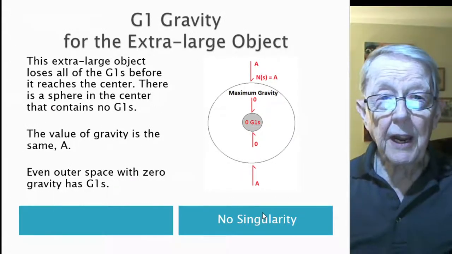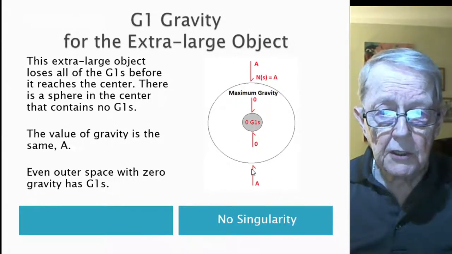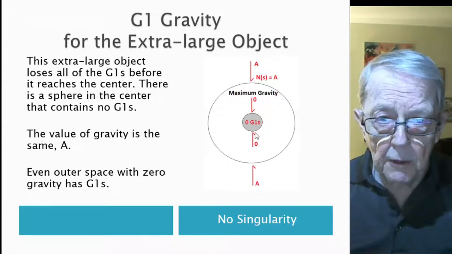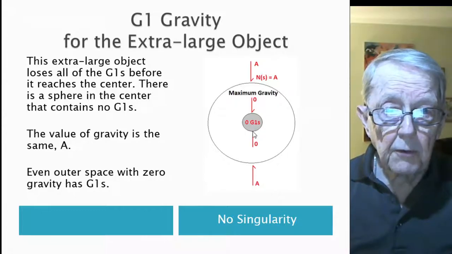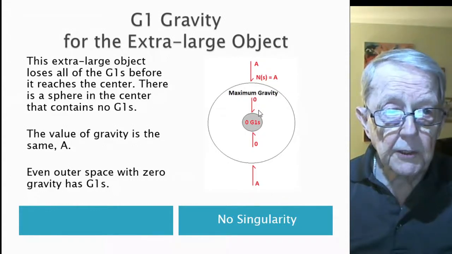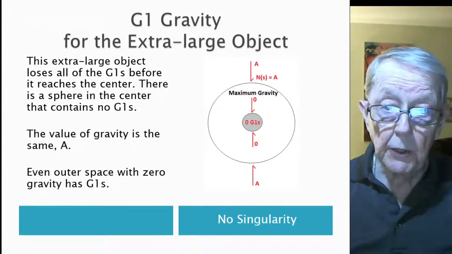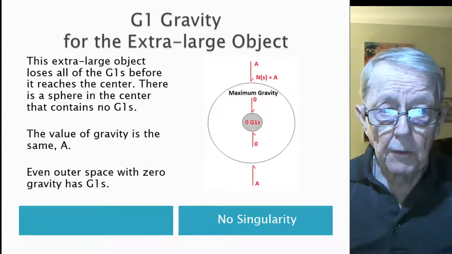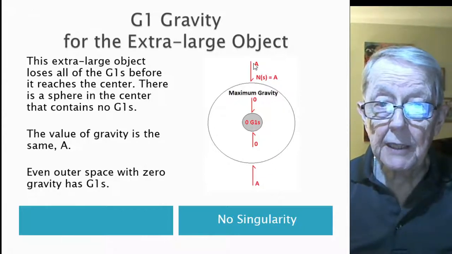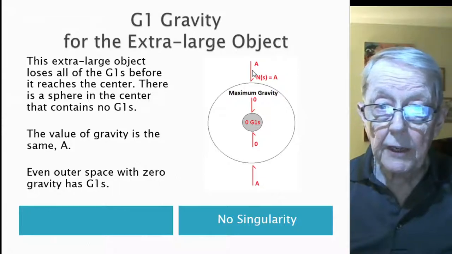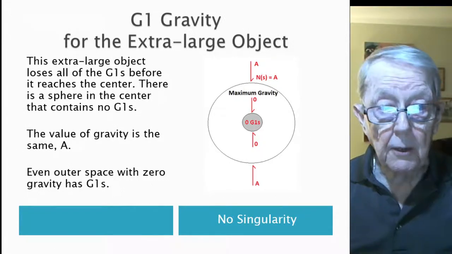Okay, so let's go to an extra large object. The extra large object loses all of its G1 before it even reaches the center. The last one we talked about was this big. Now we've got one this big. It reaches zero before it gets to the center, and that's true from this direction. There is a sphere in the center that contains no G1s. The value of the gravity, even though this is that much bigger, is still only A, because that's all you have here in the G1 particle field. You don't automatically have more somehow.